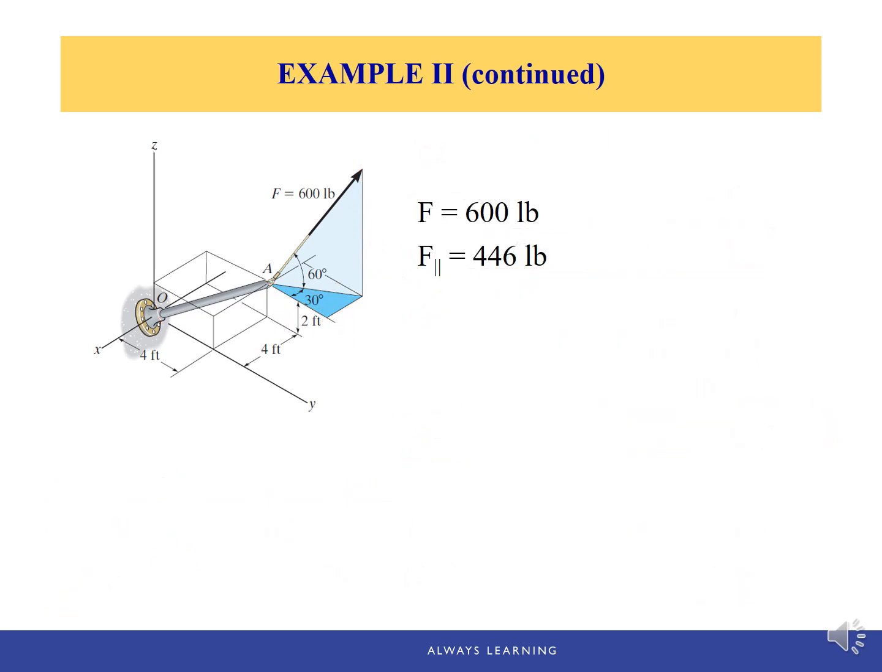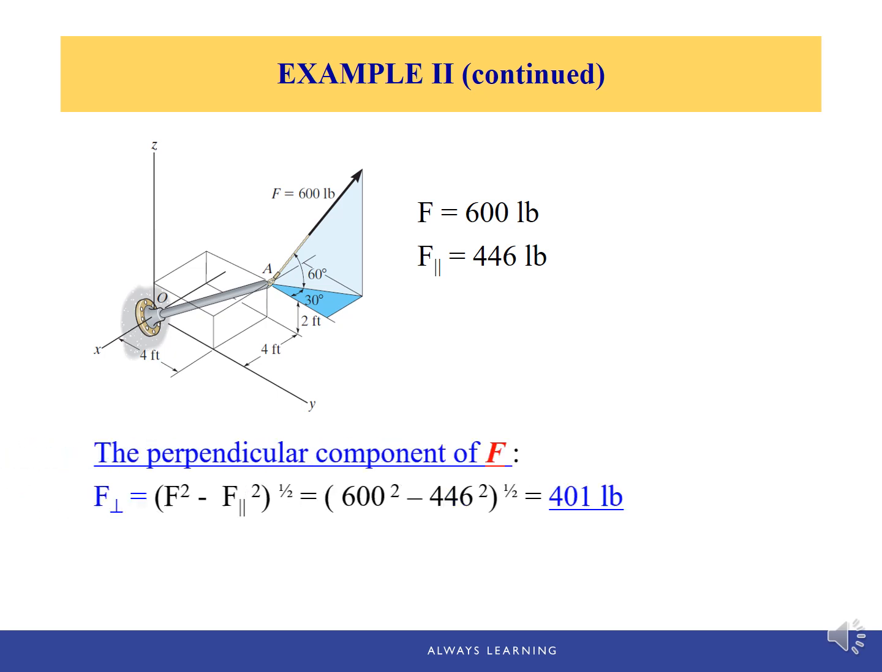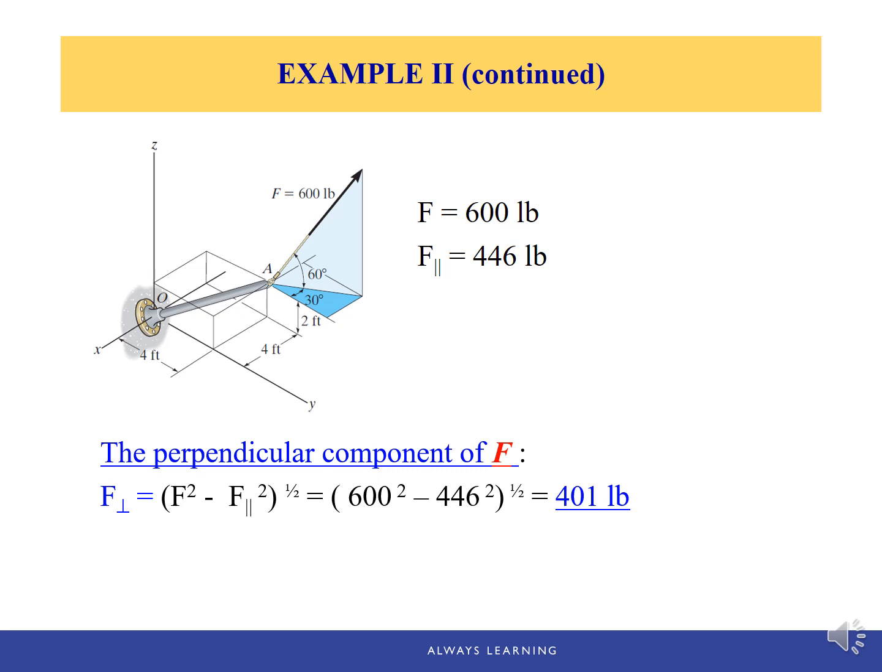And what is the magnitude of the force vector? 600 pound force. And the parallel component, the component along the OA direction, is 446 pound force. We can easily find the perpendicular component of this force, which is calculated to be 401 pound force.